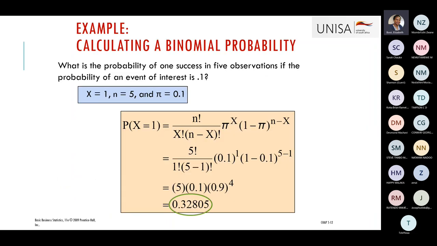What is the probability of one success in five observations if the probability of an event of interest is 0.1?